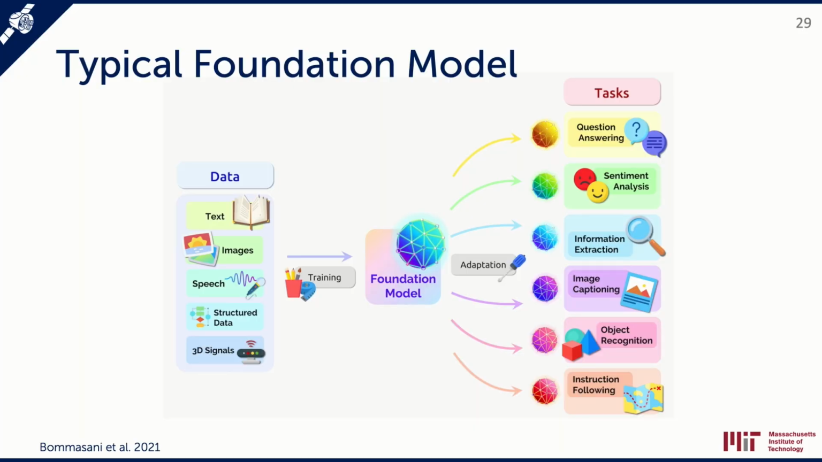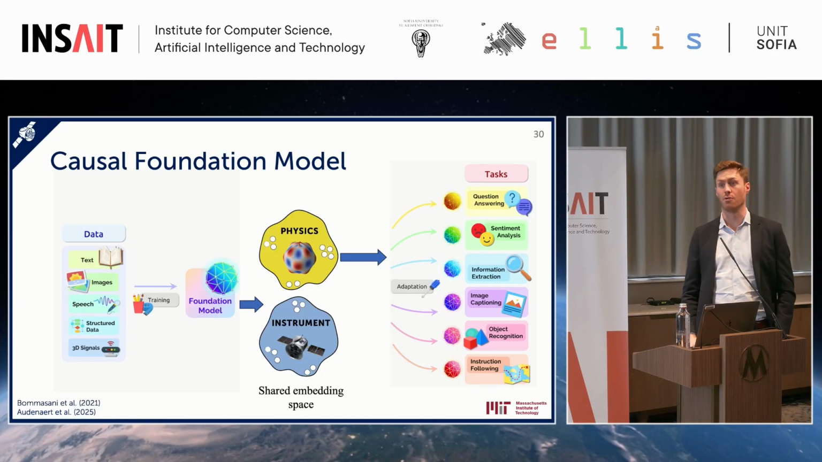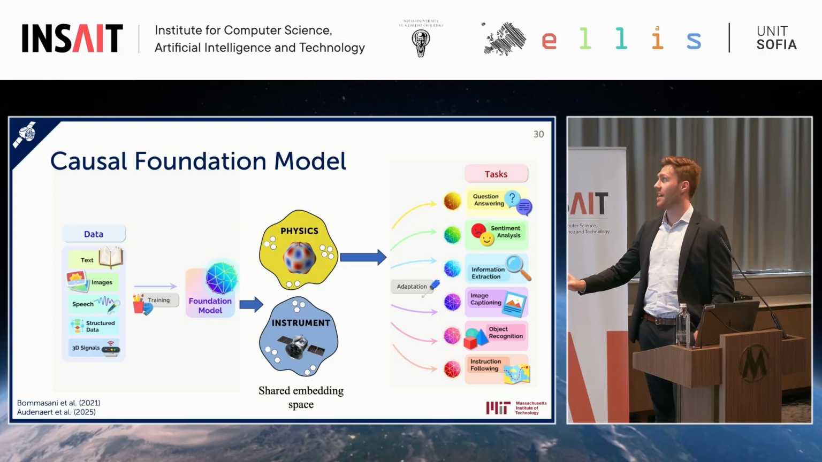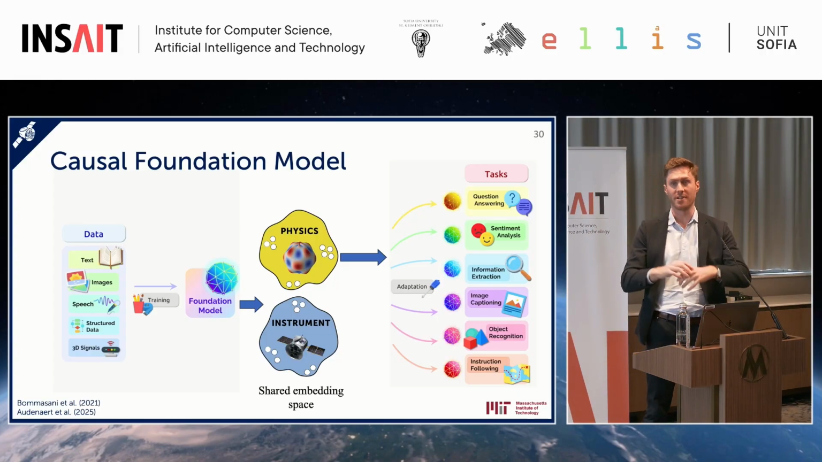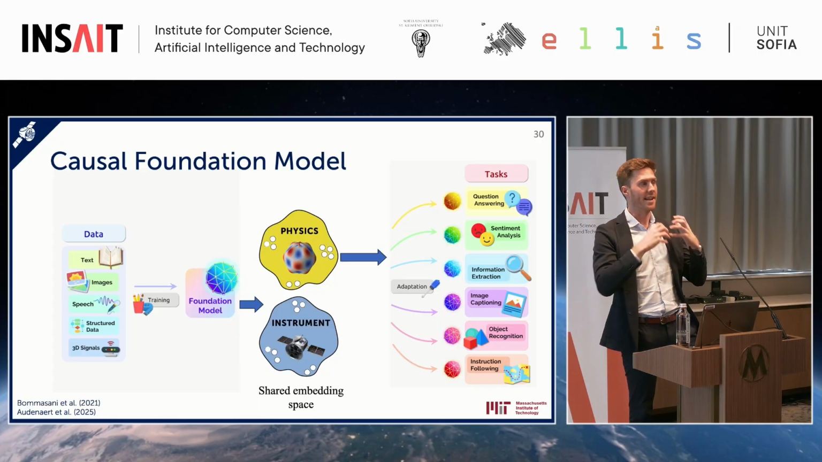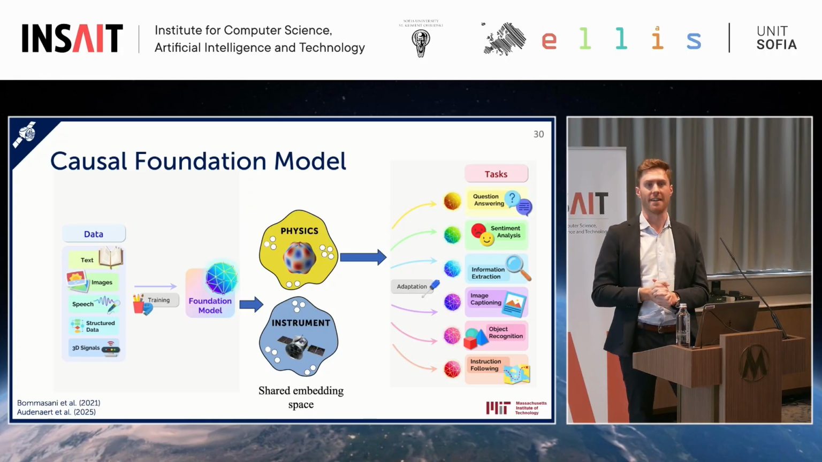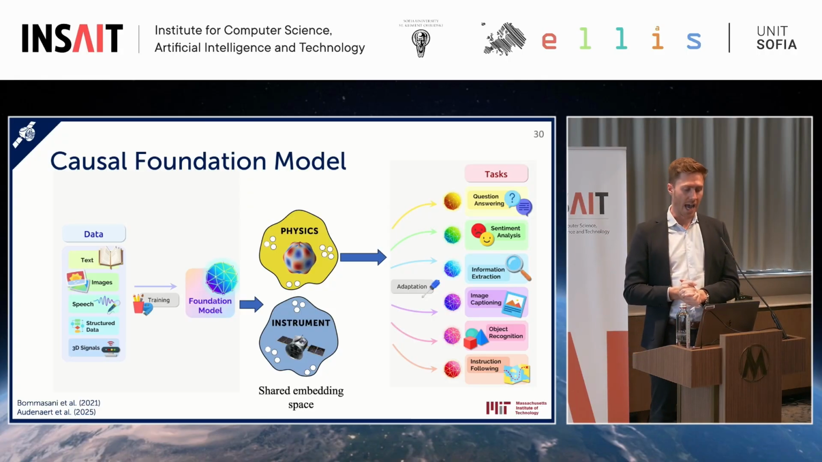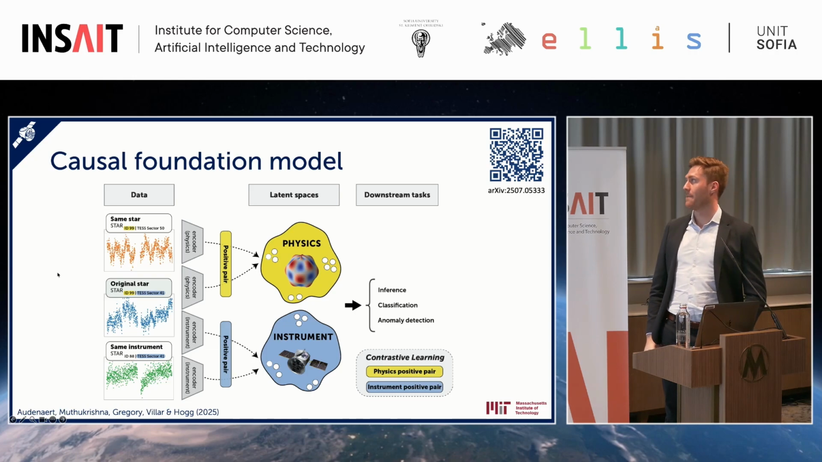Now, what I mean by this: you have your typical foundation model that I showed you on the slide before. And what we're going to do is, rather than training a single latent space, we're going to train two separate latent spaces. You're going to have a physics latent space that captures the underlying properties of the system that you're observing, and then we're going to have an instrument latent space. This instrument latent space is going to capture all these different types of systematic effects that we are potentially observing. Specifically, this is called a causal foundation model. And the way this works is by taking advantage of overlapping observations.